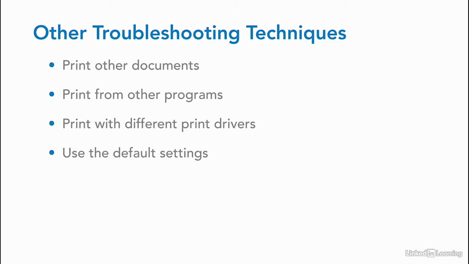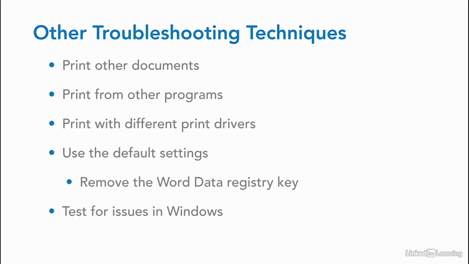You'll also want to use the default settings, and to do that, you'll need to remove the Word Data Registry key. I showed you how to do that in a previous video. Refer back to that one, but please make sure you back up that key first. And finally, test to see if there's other issues occurring within the operating system itself. Following these quick tips and tricks, you should be able to resolve your printing issue.